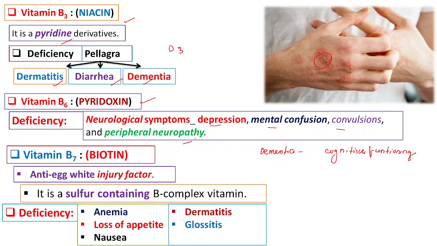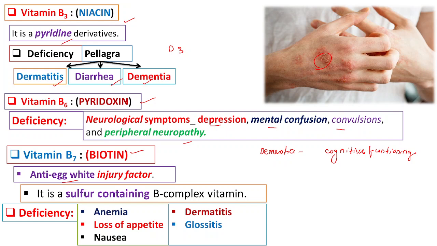So called peripheral neuropathy. Next vitamin is vitamin B7, so called biotin. It is an anti-egg white injury factor. Why is it called anti-egg white? Because when we take raw egg white as a food diet, it will obstruct vitamin B7 uptake. Why? It binds with vitamin B7, and at that time our body system is unable to absorb vitamin B7, so it is called the anti egg white injury factor. So when we take raw egg white, vitamin B7 absorption is stopped and goes down.